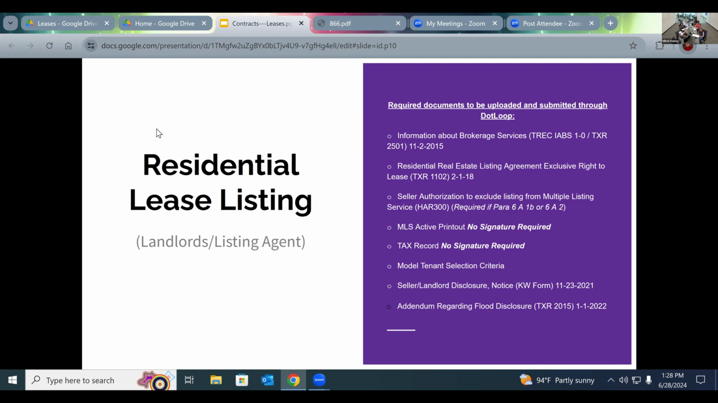The listing agreement: the exclusive right to lease, which was updated as of 6/24/24. It was just done last week. Seller's authorization to exclude them from multiple listing. Our rule with HAR is if you take a listing, it needs to be on the MLS within 3 days. If the landlord says, I want to go ahead and get it listed, but I don't want it on the MLS until July 1st because the tenants are moving out, and then I want to paint and clean the carpet.